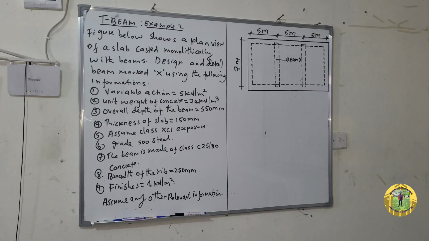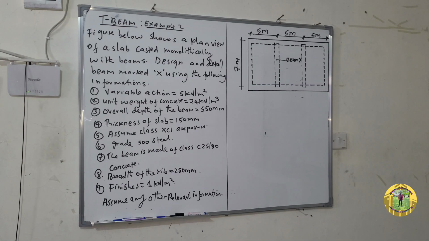Today I want to do example number 2, and this is T-beam design, and it is a simply supported beam. I'm only going to work on bending and shear. Then tomorrow I will conclude by bending and reinforcement detailing, and then that will mark the end of this simply supported beam design. And as from next week, we will start continuous beam design.